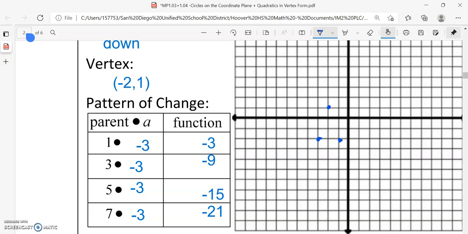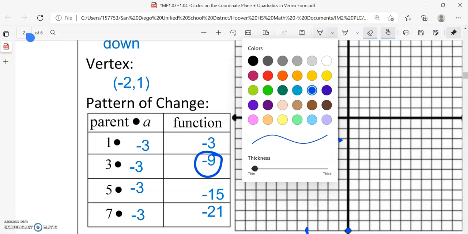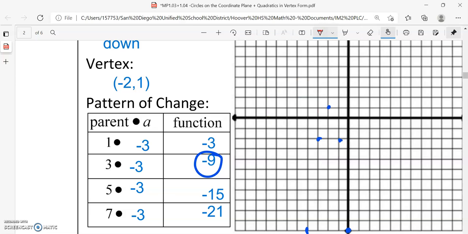And the next number is -9. So over 1, and then count down 1, 2, 3, 4, 5, 6, 7, 8, all the way to the very bottom. And same thing over here, right on that arrow. Erase all my bad dots, and then we'll connect our dots together. Boom, boom.